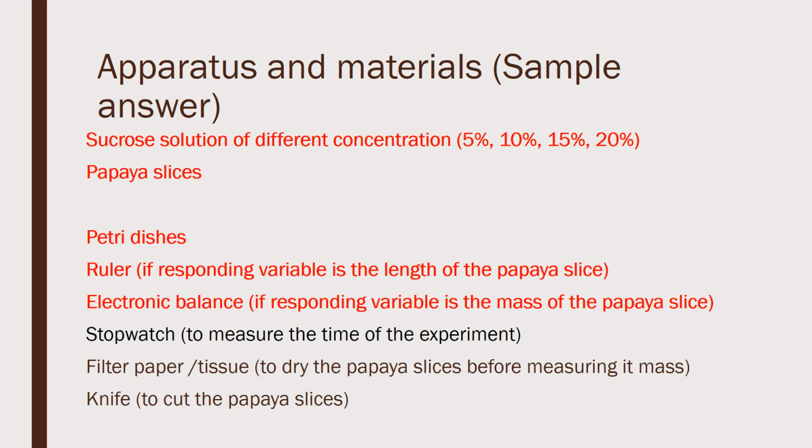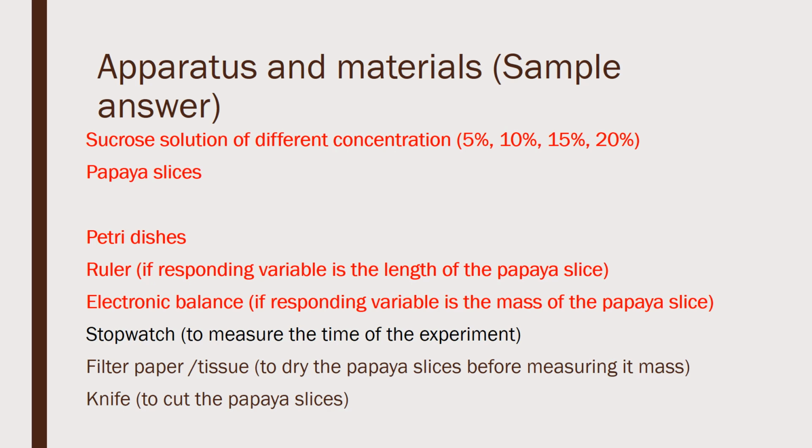Next, you have to control your constant variable. Your constant variable can be the duration of the papaya slice immersed in the sucrose solutions. That's why you need a stopwatch. Or maybe your constant variable can be the size of the papaya slice. So that's why you need a knife and ruler to make sure that all the papaya slices are of equal size.